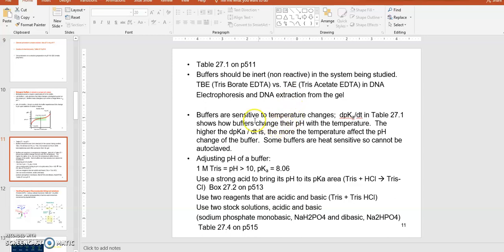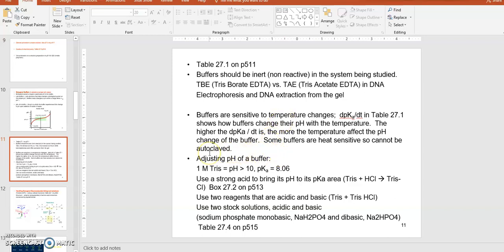Okay, anyway, buffers are sensitive to temperature change. Of course, temperature affects many different things. Among those, the buffer pKa value is also affected. So you need to keep a constant temperature. That's important for your buffer to work functionally.